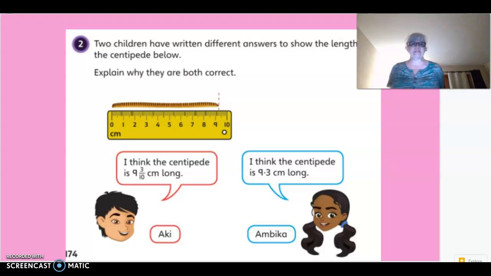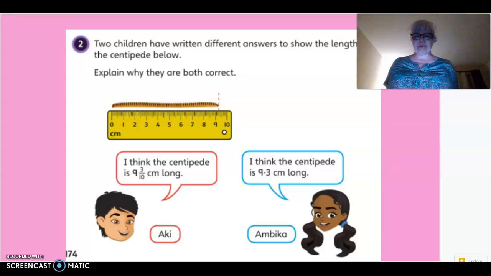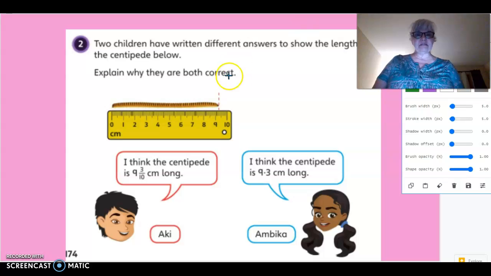Two children have written different answers to show the length of the centipede below. Explain why they are both correct. Aki says, I think the centipede is 9 3/10 long. Now we already know that he's correct. So 9 3/10. 9 is our whole number.